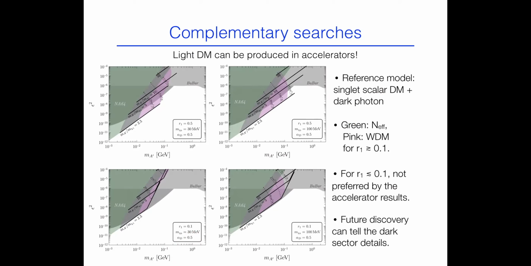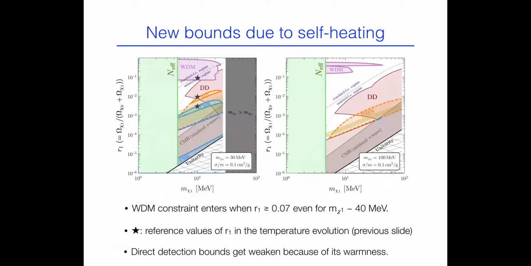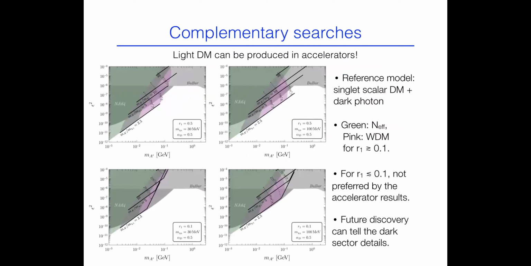I don't remember exactly, but maybe I can show this diagram instead. When the light dark matter mass is 10 MeV and the fraction is 10%, it looks like this. I don't remember what the kinetic mixing parameter was, sorry about that. But if the fraction is 10%, I think the kinetic mixing parameter should be around 10 to the minus 3 for this given reference model and reference parameters.